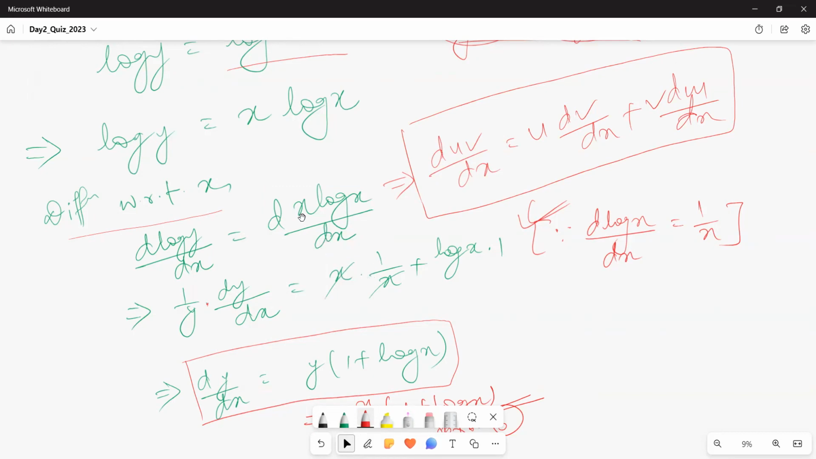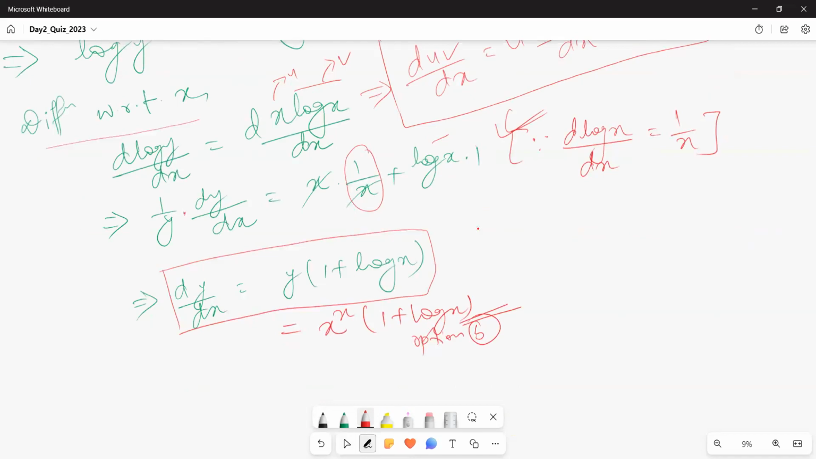So for the derivative of x log x, we are taking x as u, log x as v. So u will be x, then we have dv by dx means d log x by dx, that is 1 by x. Then we are taking again v, meaning log x, v we have written. Then we are calculating dx by dx, dx by dx is 1.